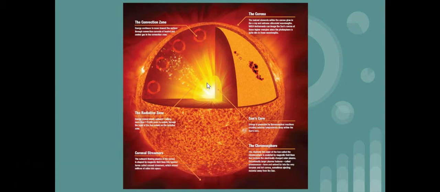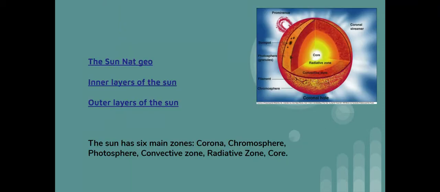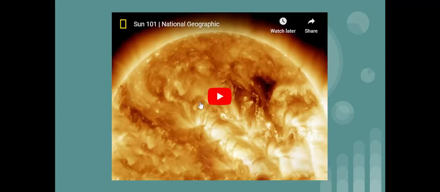How do we have nuclear reactions in here? The gravity is so intense that it is actually fusing atoms together. When they fuse together, they make a tremendous explosion. What we've only been able to do here on Earth is split atoms. In the sun, the atoms are actually combined because of the great pressure. The sun has 6 main zones: corona, chromosphere, photosphere, convective zone, radiative zone, and the core. So let's take a look.